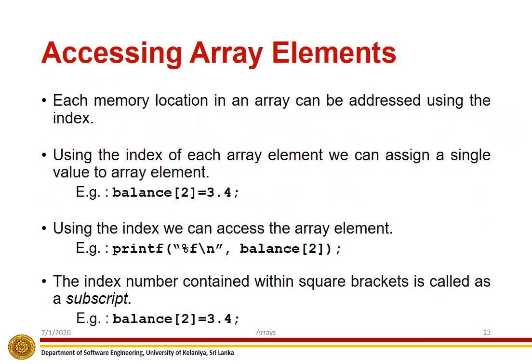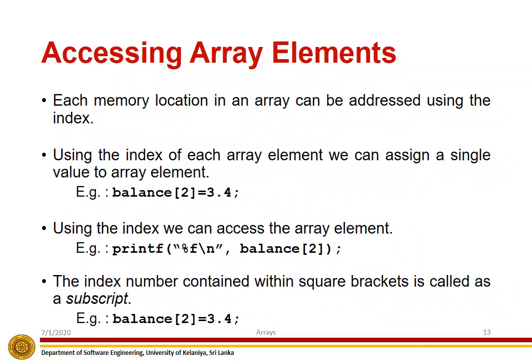Accessing array elements. Each memory location in an array can be addressed using the index. Using the index of each array element, we can assign a single value to an array element. For example, if we write balance inside the square brackets 2 equals 3.4, then the double value 3.4 will be assigned to the second position of the balance array.